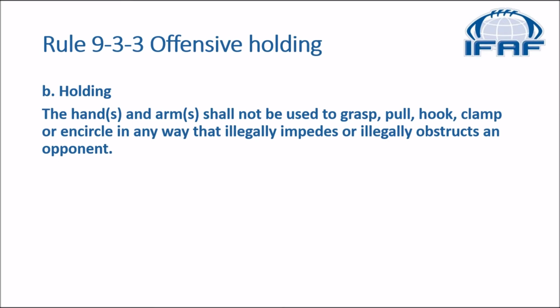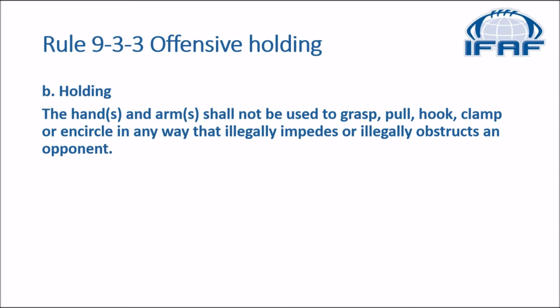In the rulebook, we go to 3-9-9-B that defines holding as: the hand and arm shall not be used to grasp, pull, hook, clamp, or encircle in any way that illegally impedes or illegally obstructs an opponent. And that was pretty much it for the rulebook.